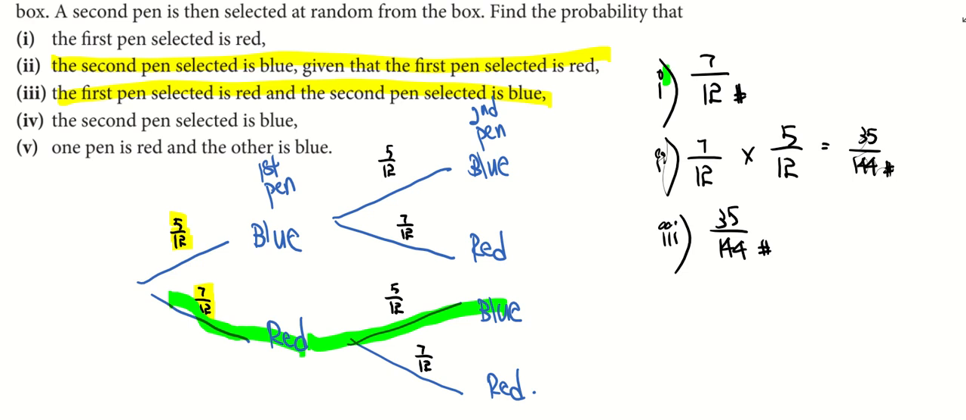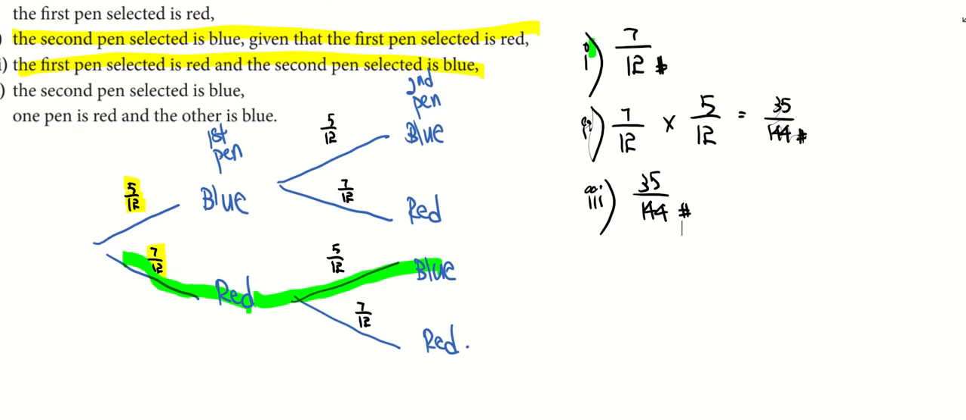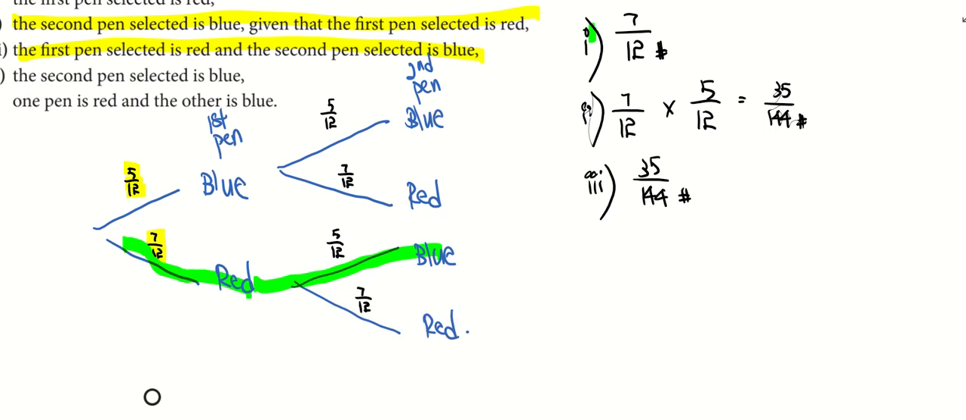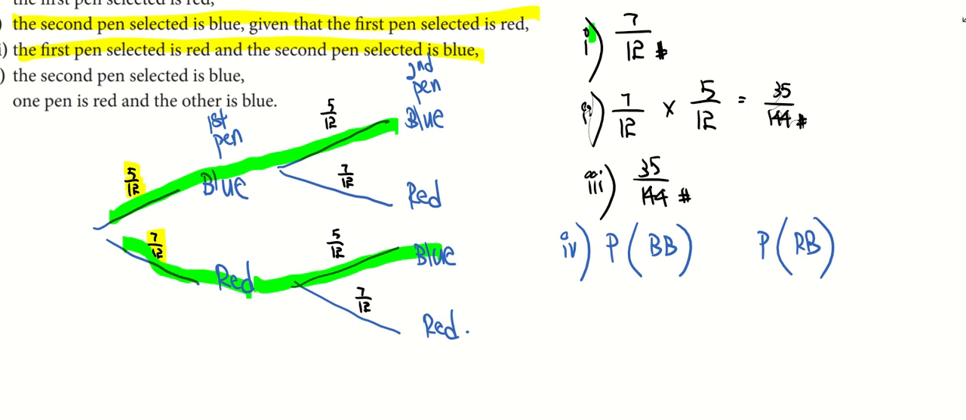Now comes an interesting one. The second pen selected is blue. Did they say anything about the first pen? No. So I'm going to do my working a little bit longer. See my working first. Not that you have to write everything, but take a look at what I'm doing first. Notice, if the second pen is blue, there are 2 different paths. I'm going to show you the conventional way of writing first. The 2 paths tell you that it could be the probability of blue-blue, or the probability of red-blue. Agree? Either one of these.